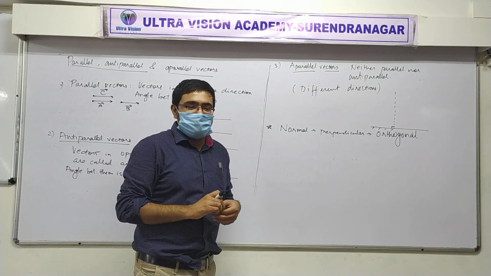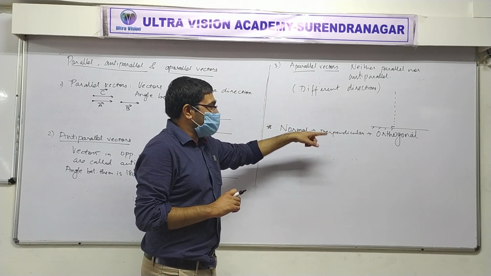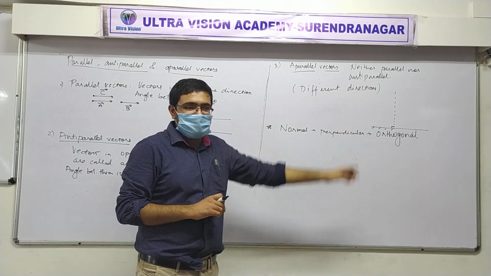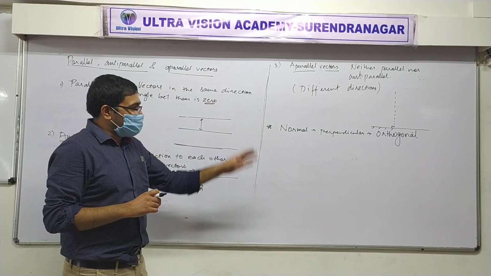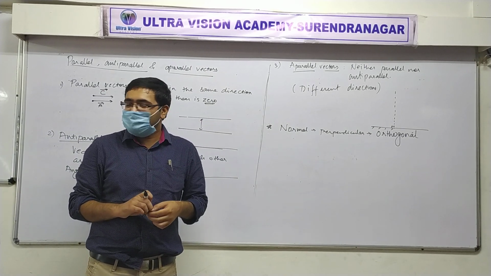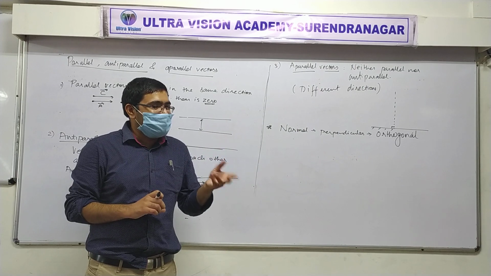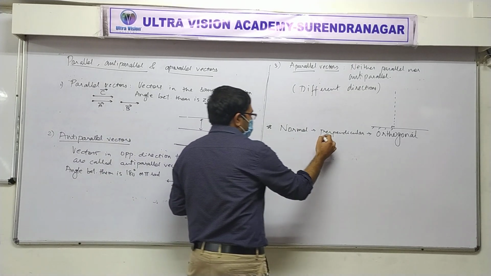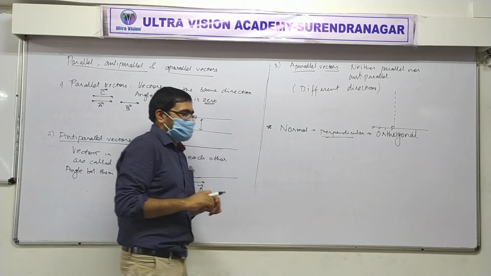Alright, orthogonal. Orthogonal means perpendicular or normal. They mean the same thing. Sometimes a question may say two vectors are orthogonal or two vectors are normal, so you should remember it. What angle? 90 degrees, because they are perpendicular. Right?